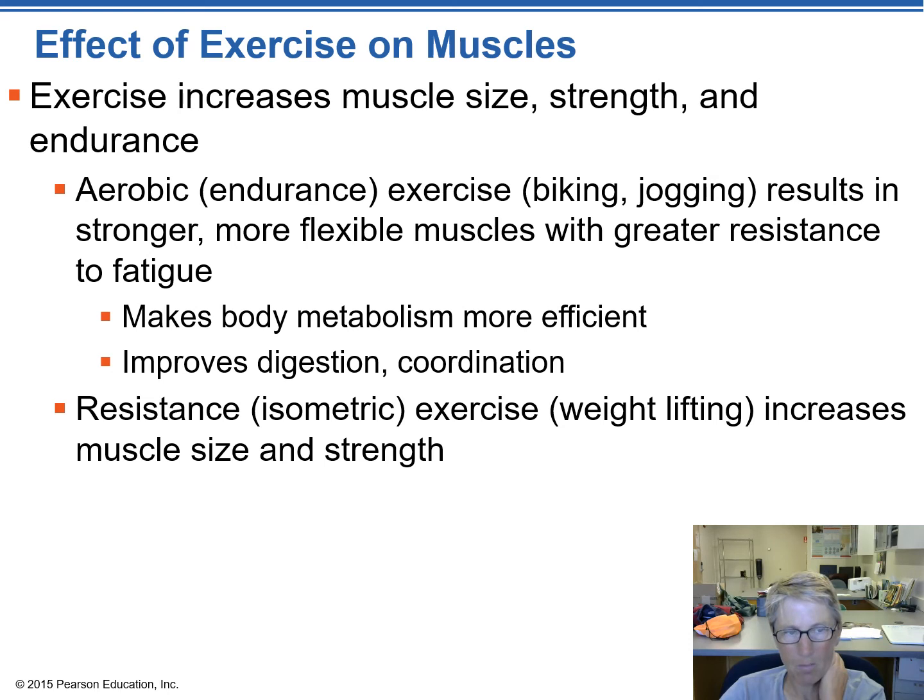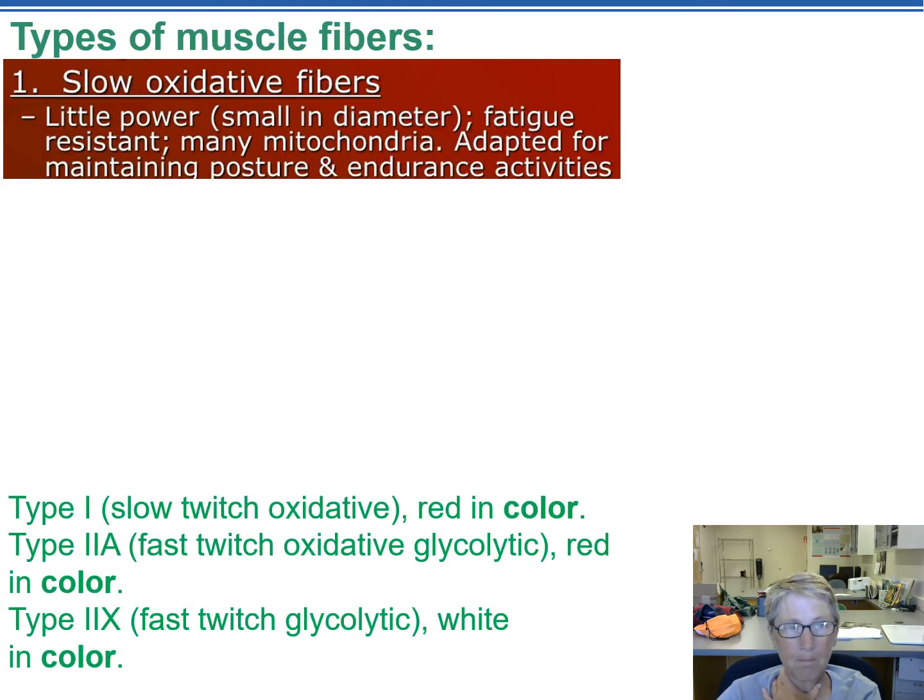Effective exercise on muscle, you guys know this. Exercise increases your muscle size, strength, and endurance. You have aerobic or endurance exercise, you get stronger, you get more flexible muscles, and your muscles have greater resistance to fatigue. It makes your metabolism more efficient, improves your digestion, your muscle coordination. And then resistance exercise, like weightlifting, increases muscle size and strength.